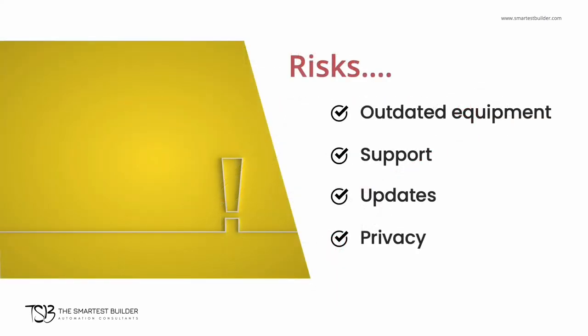So now that we know the basics of home automation, how does Loxone fit in? Well, let's first go through the risks. Number one, Loxone builds and programs their own equipment in a manner that if a piece becomes discontinued or outdated, it doesn't stop working with new equipment or software. This protects your investment. Number two, getting support from Loxone can be hard because it's limited to Loxone partners. However, at the Smartest Builder, we have created training so you can independently understand and program Loxone. So working with us removes this risk.